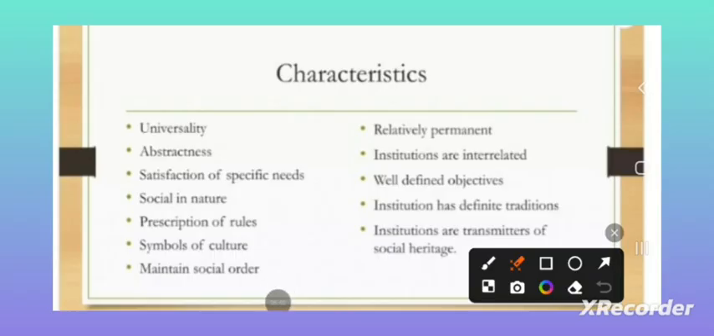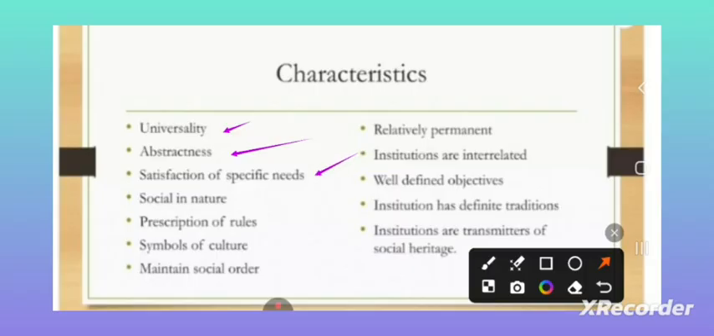Characteristics of institutions. Universality: institutions are found in all societies, though their specific forms may vary. Every society has a way to organize family, governance, and economy. Abstractness: institutions are systems and procedures like marriage or democracy, which makes them non-physical and difficult to observe directly.